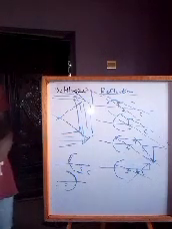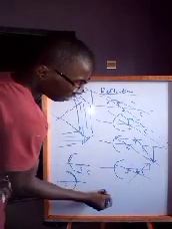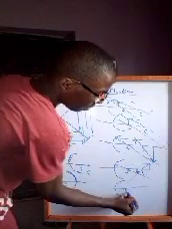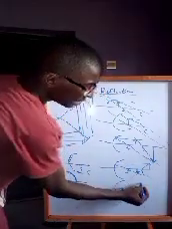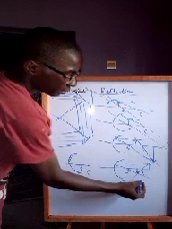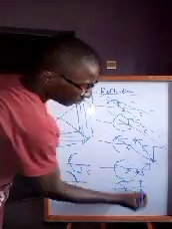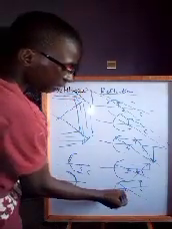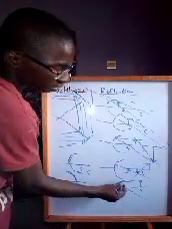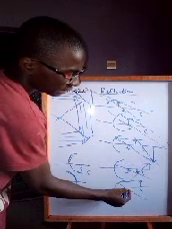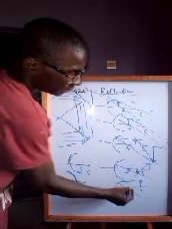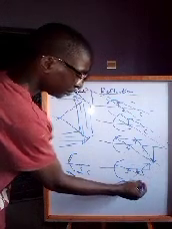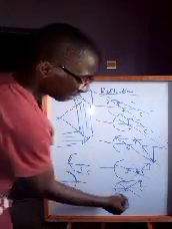Then lastly, you also have when the object is at the center of curvature. So you have F and you have C. When your object is at the center of curvature, one ray passes through the focus and one passes through the C. But when the ray is parallel to the mirror, it passes through the focus, and when it passes through the focus, it emerges parallel to the mirror.